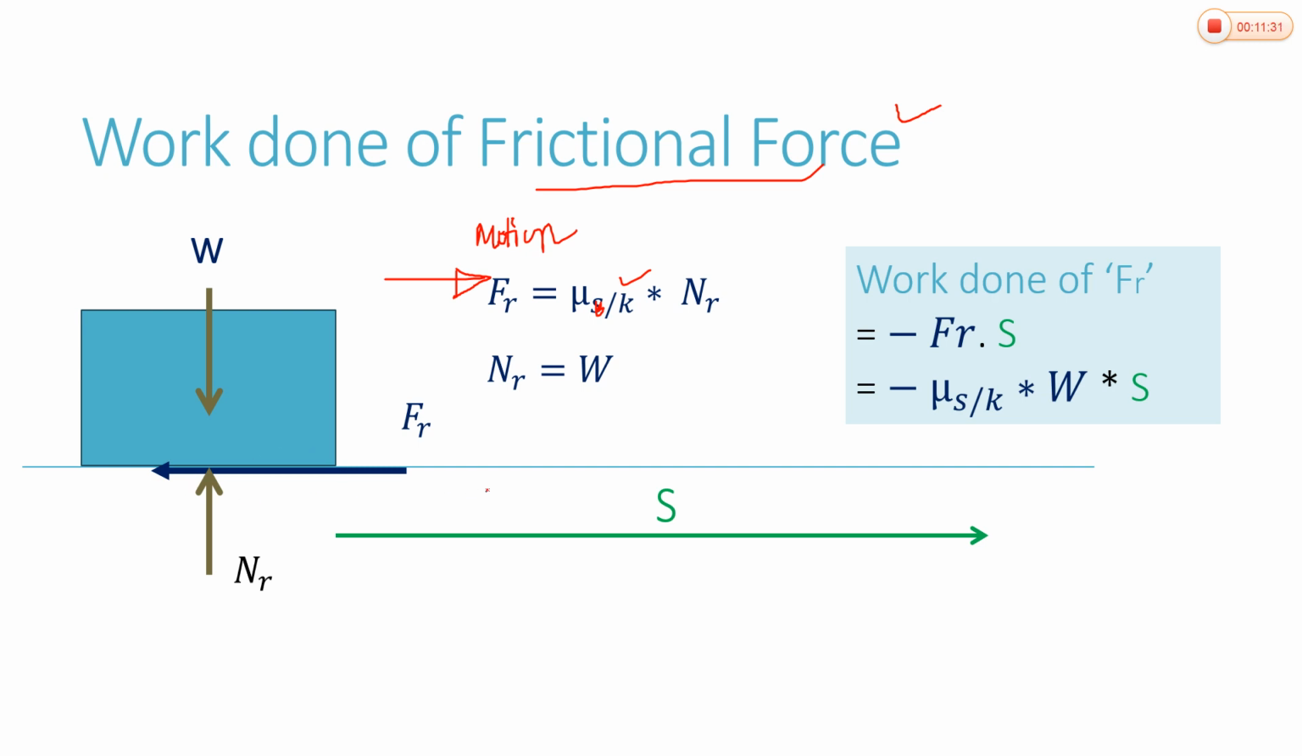So the interesting thing to know about the work done of friction is that the friction force always opposes the displacement. Means in most cases, the direction of this friction force and the direction of displacement are opposite, so that's why this work done is negative. So here also we can take this as mu k into W into S, the work done of friction force. So what we need to remember regarding this: work done of friction force is always negative.